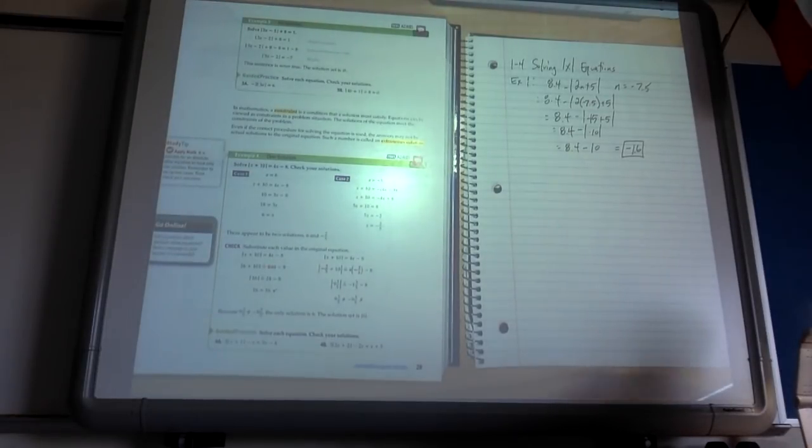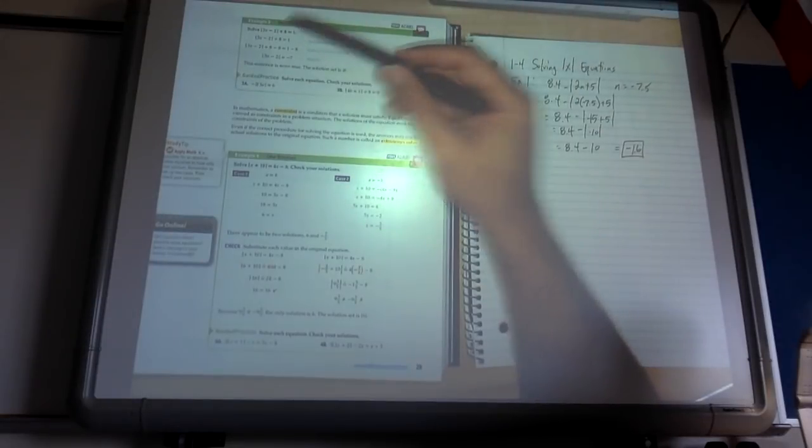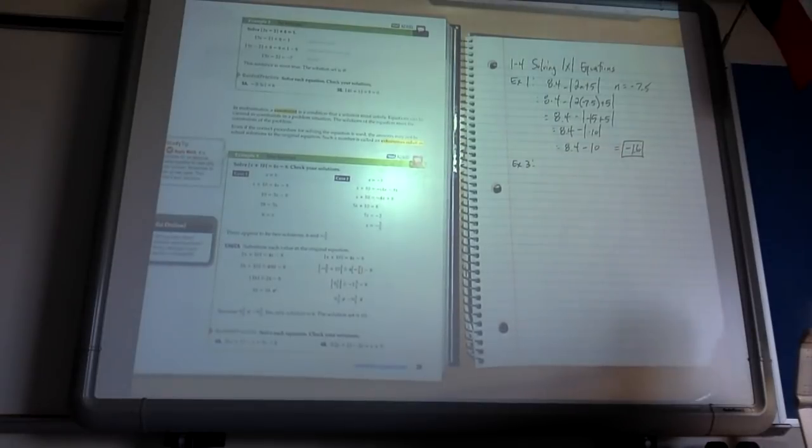All right, we're going to kind of fast forward. We're going to go on to page 29. I'm going to skip over what's going on in page 28. Know that you are responsible for the highlighted terms, so if you have questions there, pay attention to that. All right, let's go to this example 3 right here at the top of page 29. So this time now we're going to solve this absolute value equation.